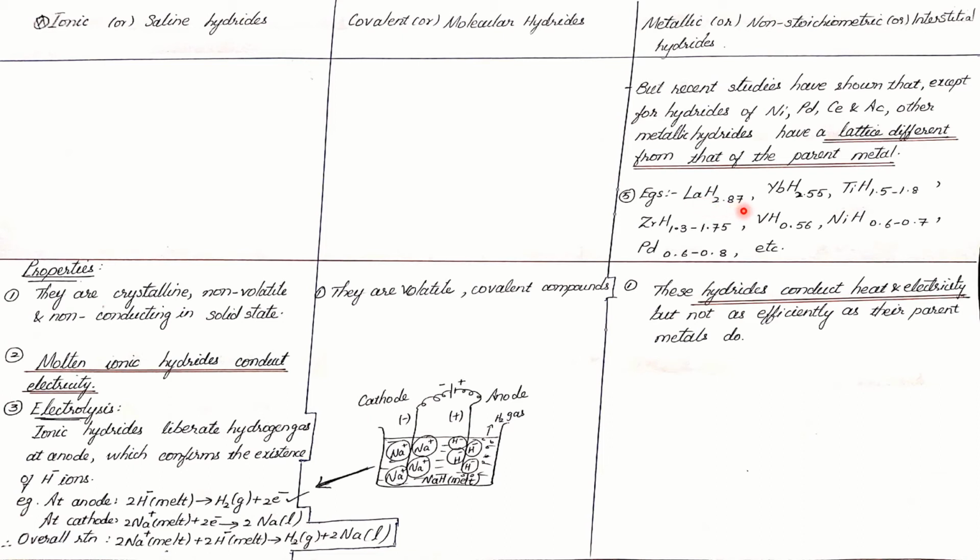Now, if you look at the chemical formula of lanthanum hydride, which is LaH2.87, what do you understand? It means that the ratio of the number of lanthanum atoms to the number of hydrogen atoms is 1:2.87, which is due to the defect in the crystal structure of lanthanum hydride.